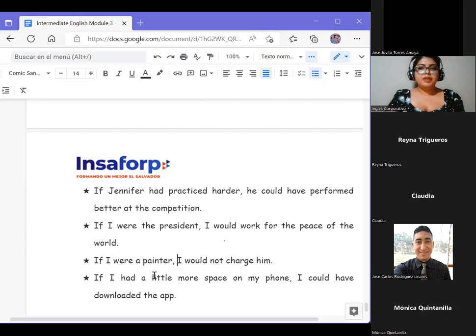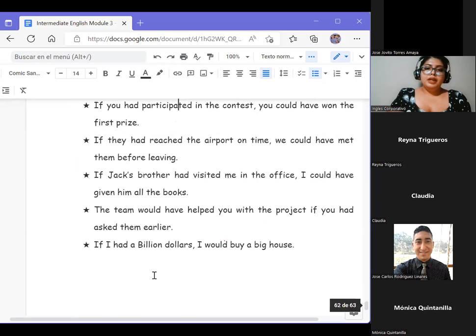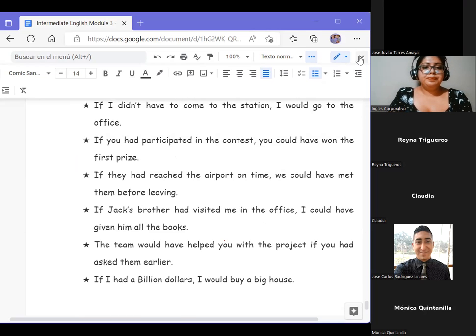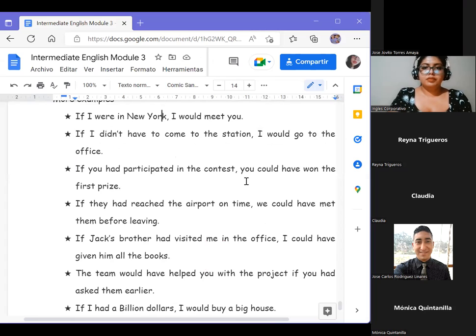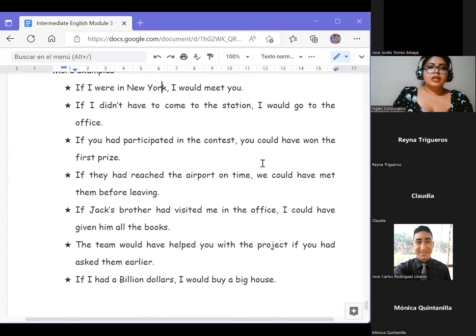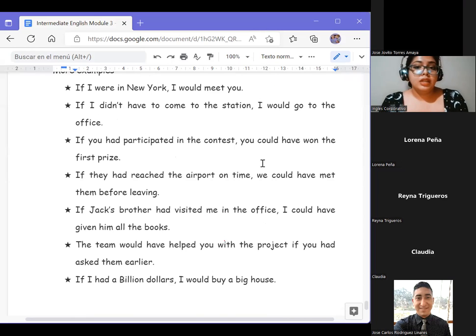So we have here the example. Let's see. If I were in New York, I would meet you. If I didn't have to come to the station, I will go to the office. If you have participated in the contest, you could have won the first prize. If they had reached the airport on time, we could have met them before leaving.